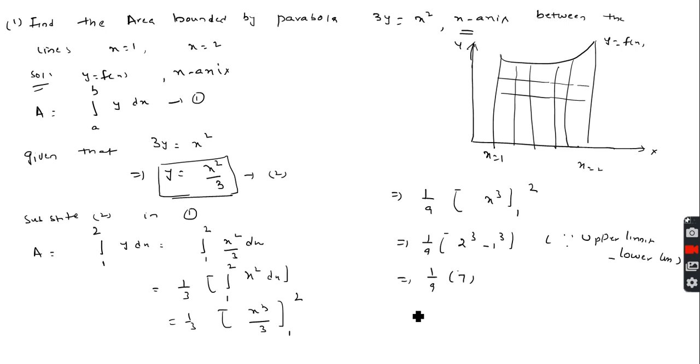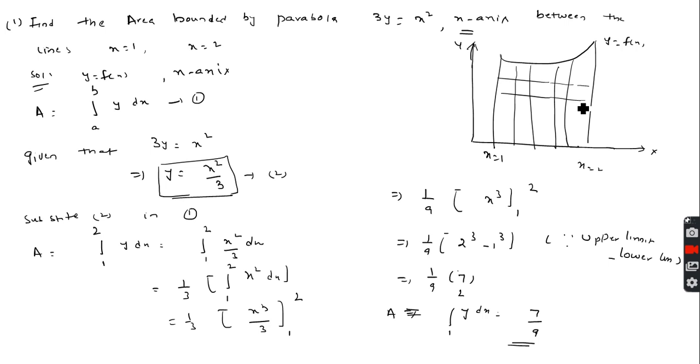Finally we get that the area is equal to the integral from 1 to 2 of y dx, that is nothing but 7 by 9. So what is the area? The area is occupied in the x-axis, and the value is equal to 7 by 9. So how can we solve this problem?